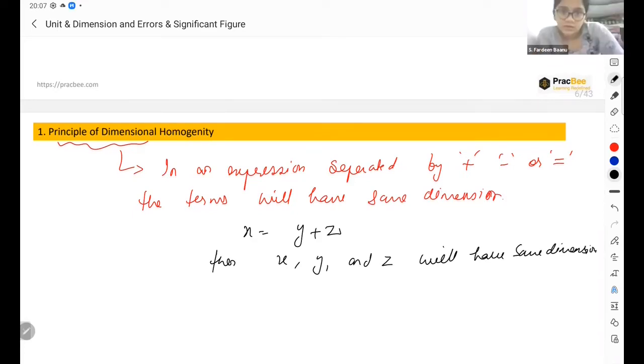That means you can add only Newton to Newton. You cannot add Newton to mass. You can't say, okay, this is 4 kg of rice and this is 5 Newton of force, and today I'll be adding 4 kg of rice and 5 Newton of force. You can't do that. Only 5 Newton of force can be added to 4 Newton of force, not to 4 kg of rice. And the answer will again be in Newton. So x, y, and z will have the same dimension. This is the principle of dimensional homogeneity.